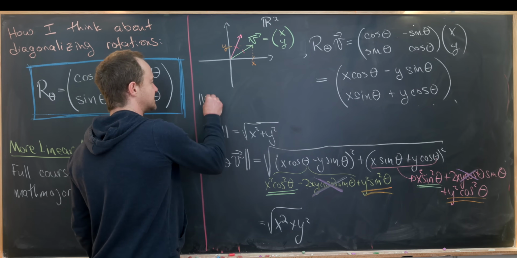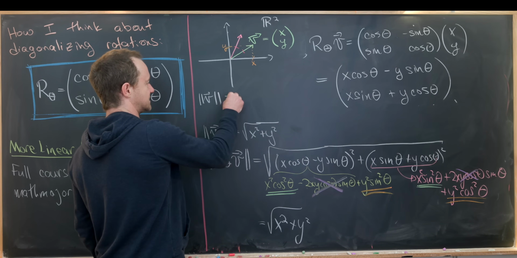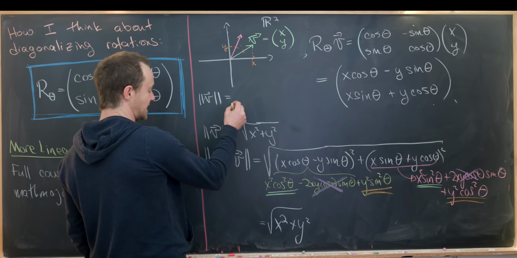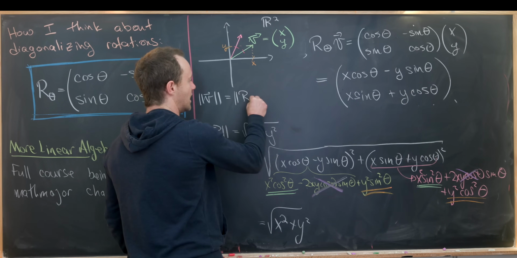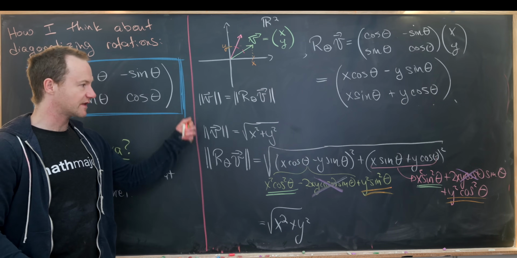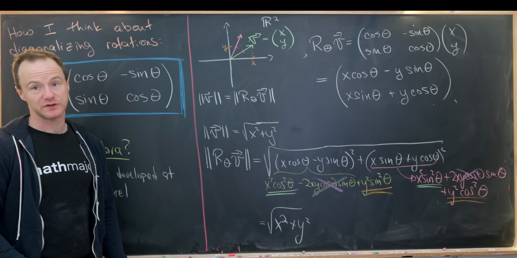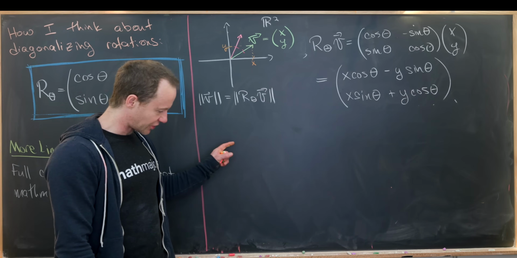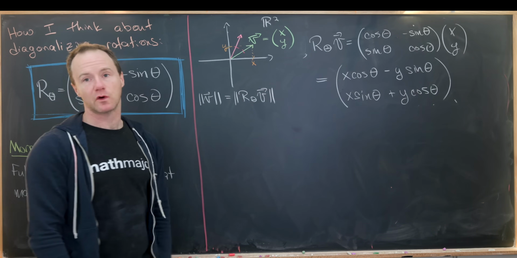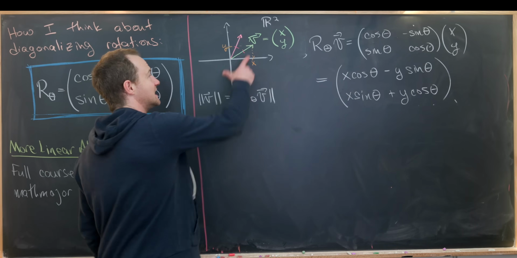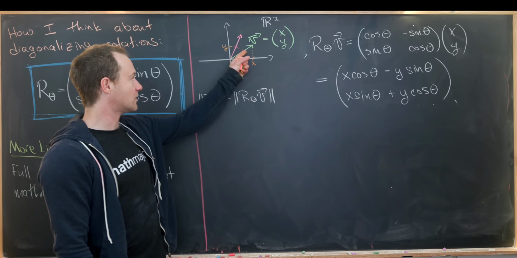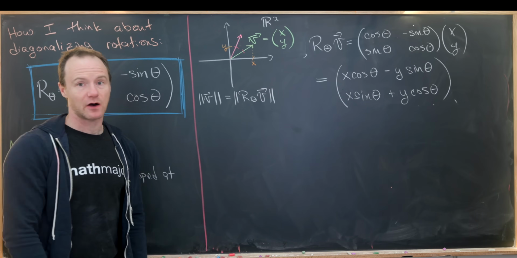So maybe just to save for the next step, I'll just put our result here. So the norm of V is the same thing as the norm of r theta times V. Now let's get rid of this calculation and then we'll calculate the angle between these two vectors. So we just determined that our matrix r theta does not change the norm of a vector. So that means the input and the output have the same length. Now we want to see the angle difference between the input and the output.